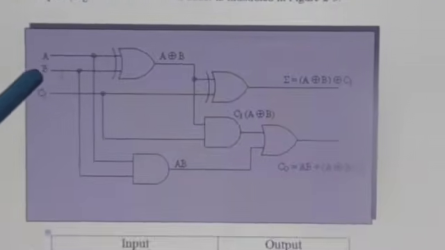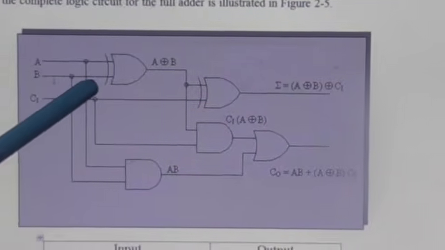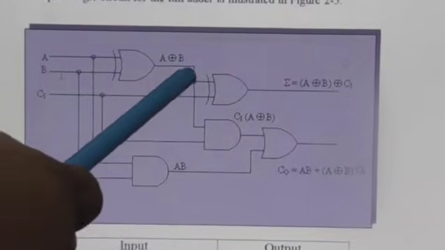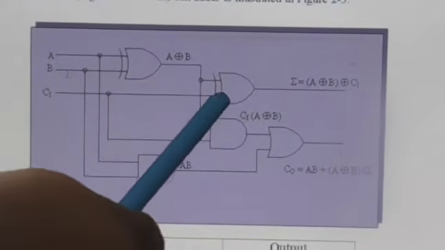Here A and B are the two inputs of the first XOR gate, which produces the output A XOR B. This is one of the inputs of the second XOR gate.